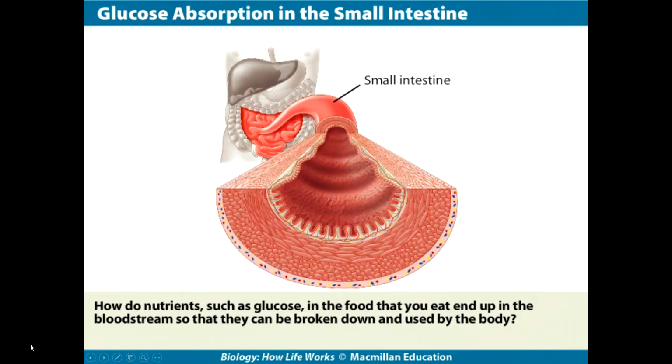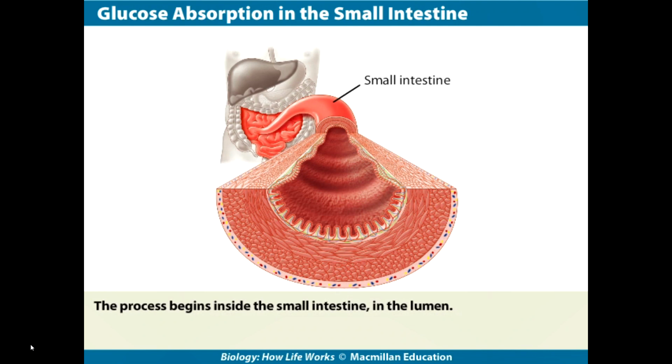How do nutrients, such as glucose, in the food that you eat end up in the bloodstream so that they can be broken down and used by the body? The process begins inside the small intestine, in the lumen.